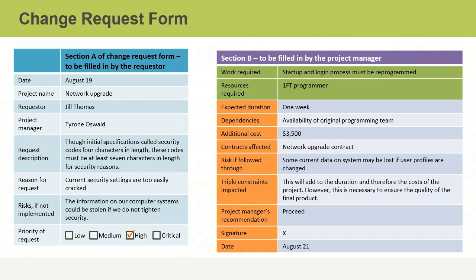However, the requester also explains that the priority of this request is high because the current security settings are vulnerable to being hacked, and this would affect the quality of the final product. In this case, the project team will need to weigh the added costs of time against the risk of a security breach. The project manager decides that the increased scope is necessary and approves the change request. Due to the constraints, the increased scope means that additional time and funding for the project will be necessary.